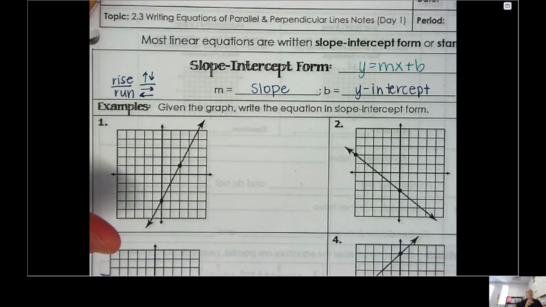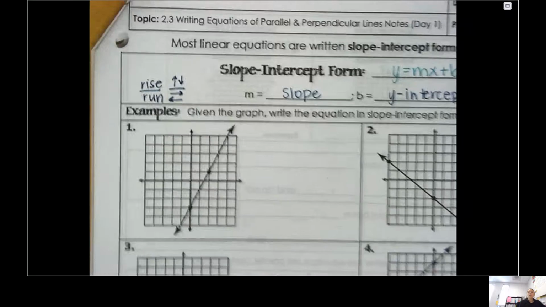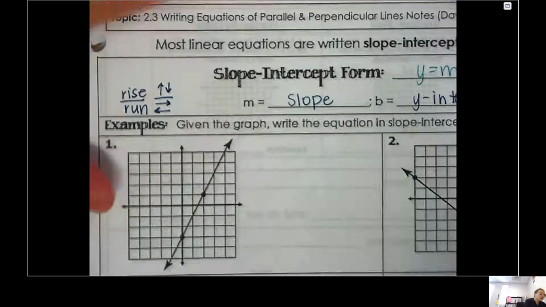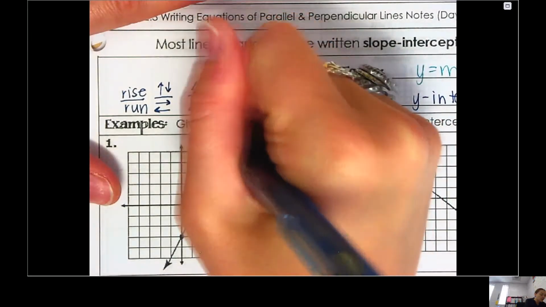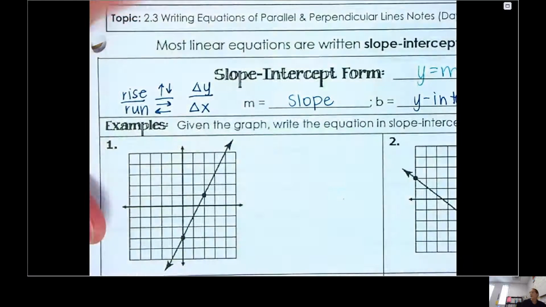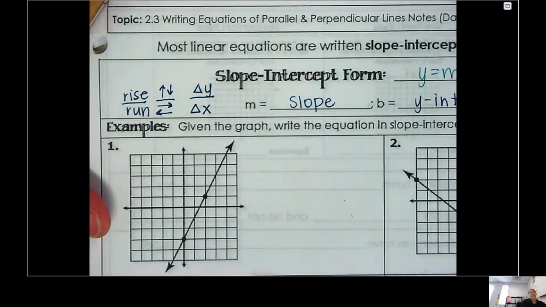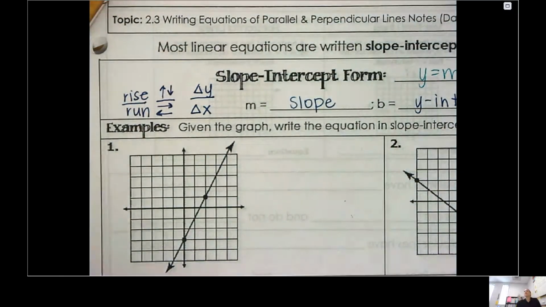In Geo, instead of using rise over run, we call it the change of y over the change of x. Have you seen it like that before? Some of you have, a few of you. Okay, that's okay. It essentially means the same thing.